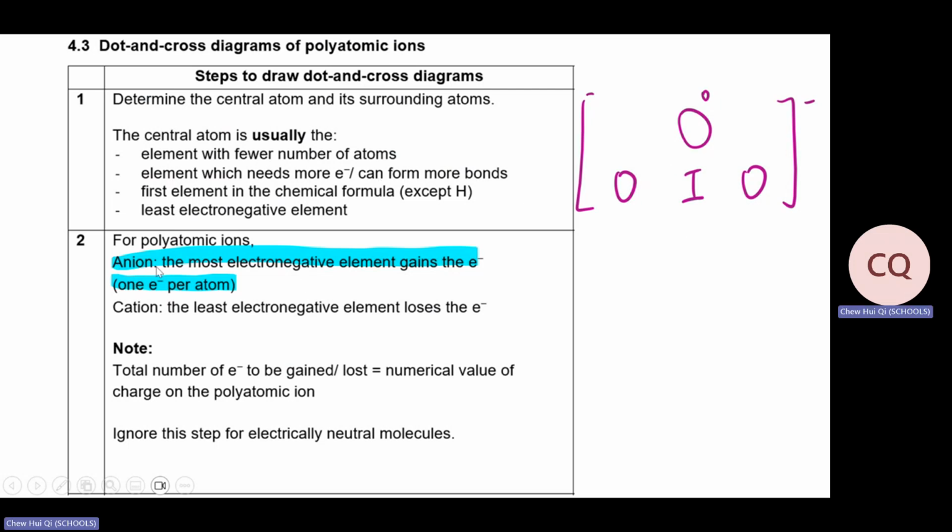Next, where does the electron that has been lost by Ca2+ lie? Which atom in this polyatomic ion? See where I've highlighted this particular anion: the most electronegative element will gain the electron. Therefore, I put the extra electron that has been gained from Ca2+ over here at oxygen. This is my first step.